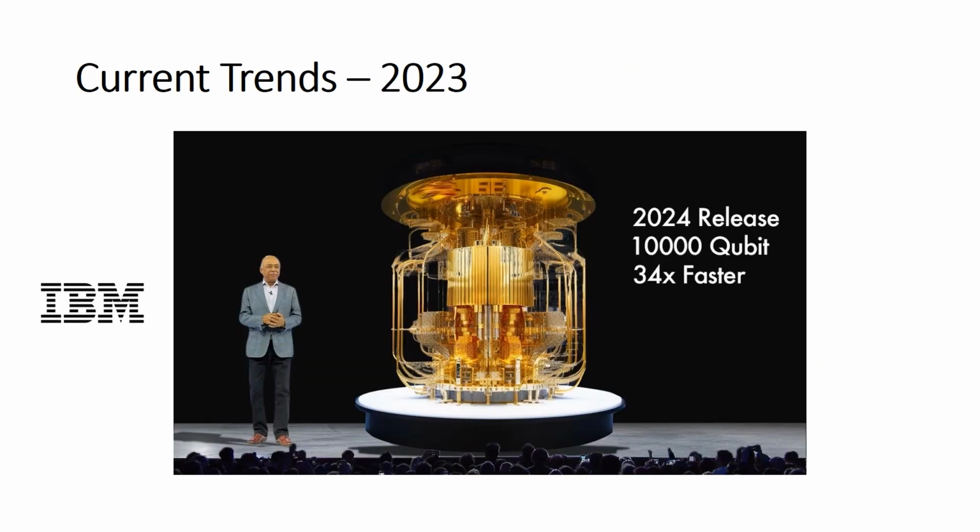Alright, so what are the current trends in 2023? IBM is set to introduce a cutting-edge quantum machine in 2024. This quantum behemoth of a machine will support a staggering 10,000 qubits, marking a significant leap in quantum computing power. What's even more astounding is that this quantum marvel is projected to be 34 times faster than IBM's previous quantum machine. This quantum leap in speed opens up new possibilities for solving complex problems that were once considered impossible. Now, IBM's commitment to advancing quantum computing is actually a testament to the rapidly evolving landscape of this technology.